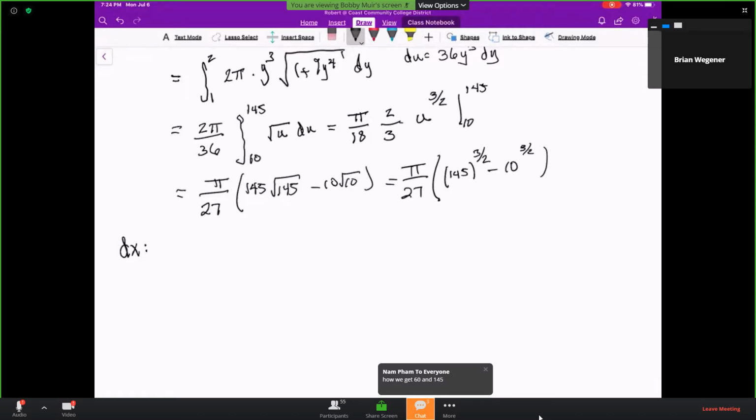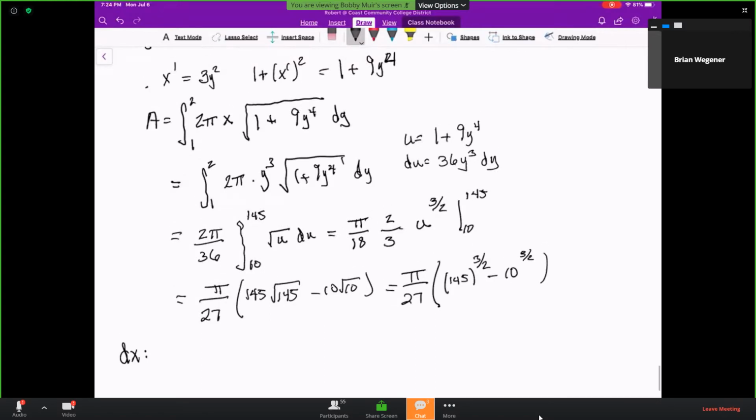Hey, real quick before you move on, Nam had a question. How do we get 60 and 145? I don't see 60, but 145. I think maybe they mean 10. I think they must mean 145 and 10. Yeah, probably. Okay, so remember that these bounds are for y, right?